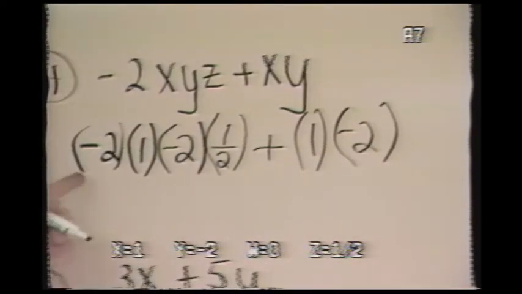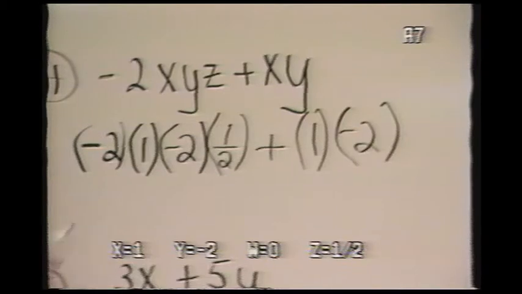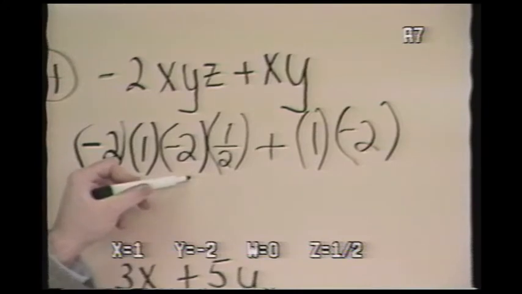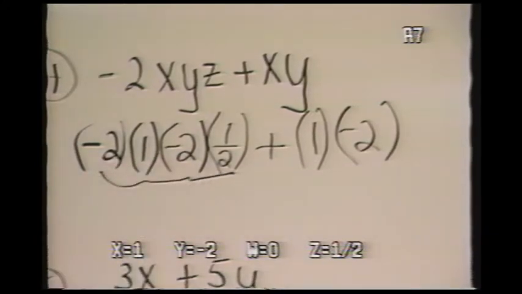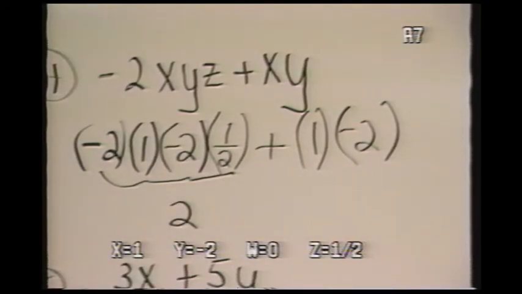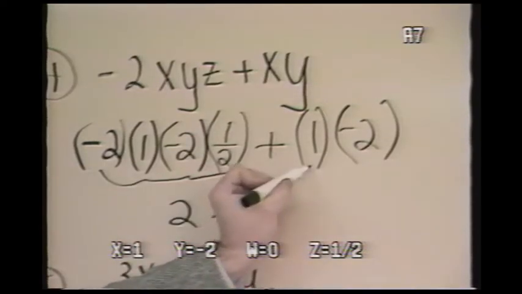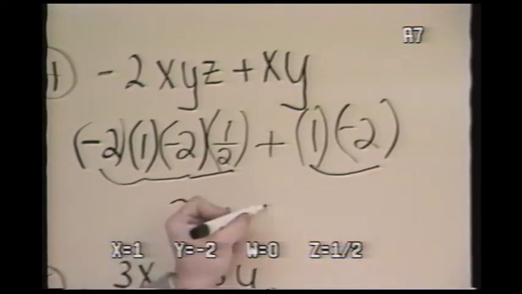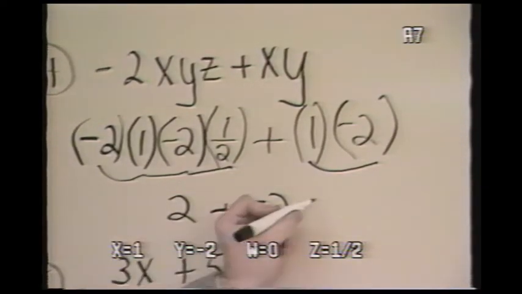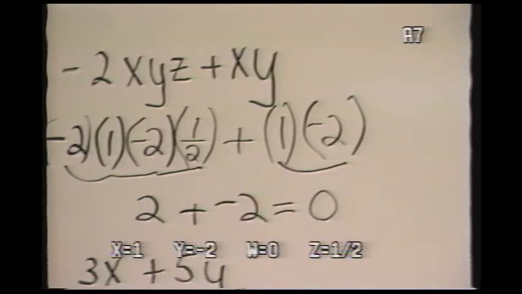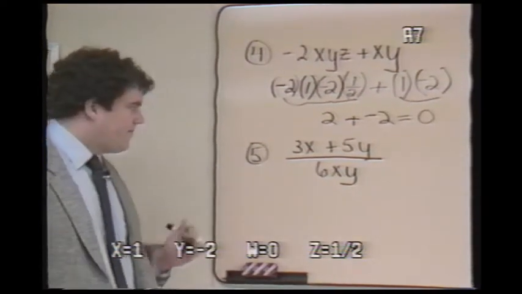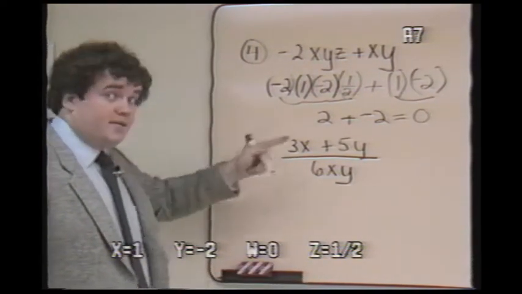Let's go now. Negative 2 times 1 is negative 2. Negative 2 times negative 2 is positive 4. And positive 4 times 1/2 is 2. That whole thing is equal to 2. And over here we have 1 times negative 2, and that's negative 2. What I get is 2 plus negative 2, and that equals 0. So 2 plus negative 2 is 0. Our answer to 4 is 0.